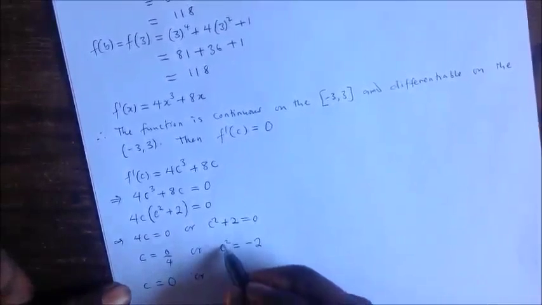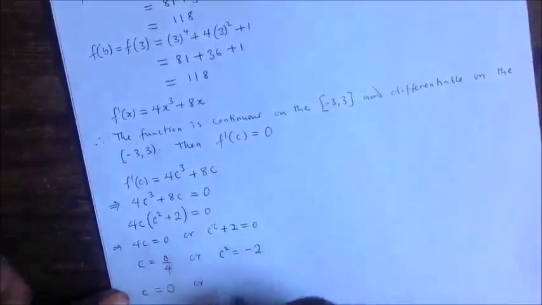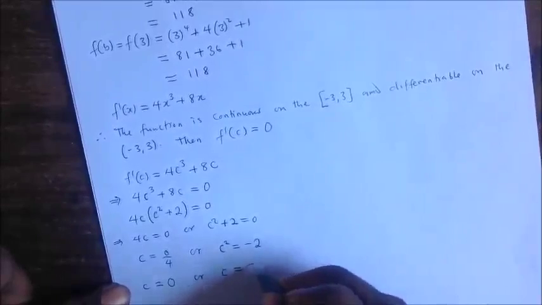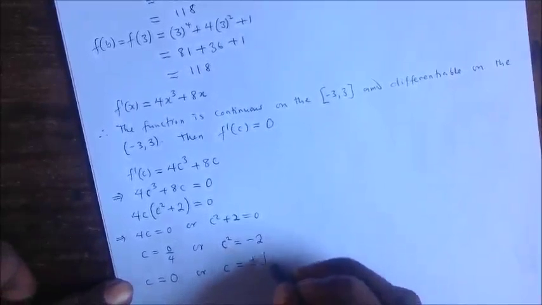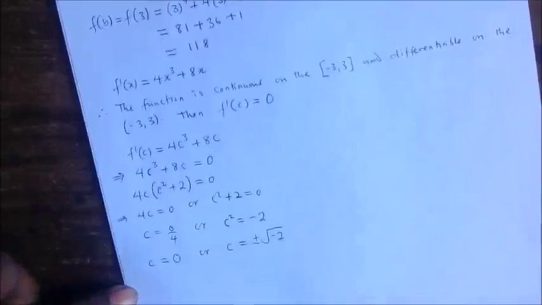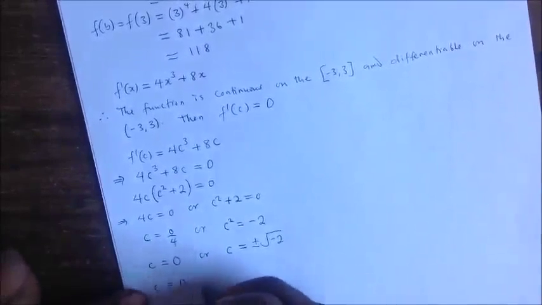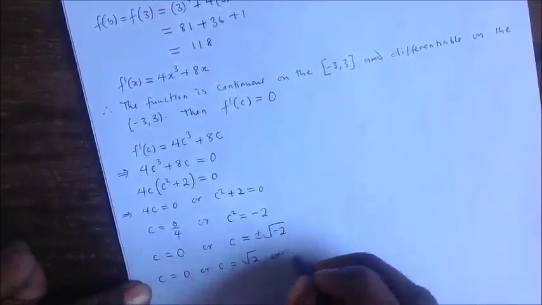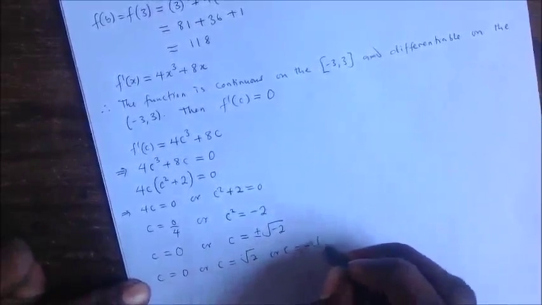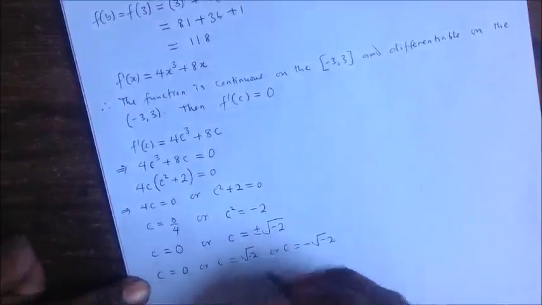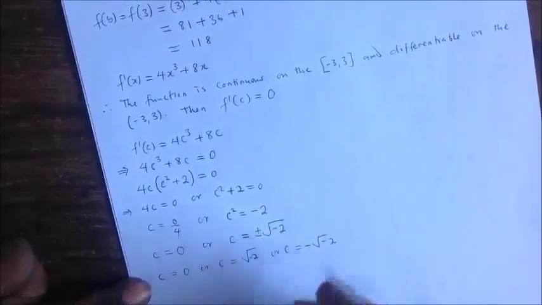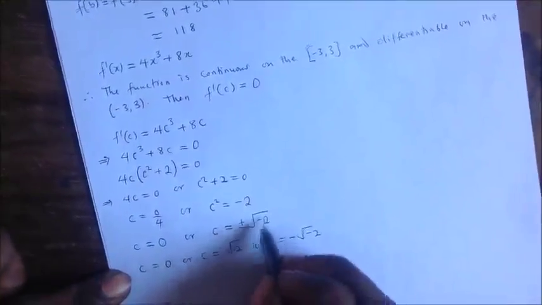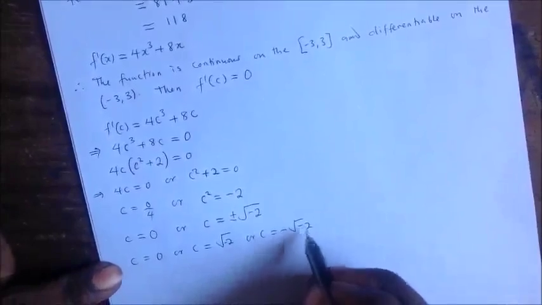Or, since we are looking for c, not c squared, we should now take the square to the other side. c is equal to, if a square crosses the equal sign it becomes a square root, so either plus or minus the square root of negative 2. So now our c is equal to 0, or c is equal to the square root of negative 2, or c is equal to minus the square root of negative 2. This plus or minus tells you that the values are either the positive of this or the negative of this.